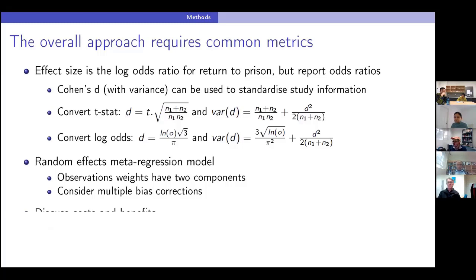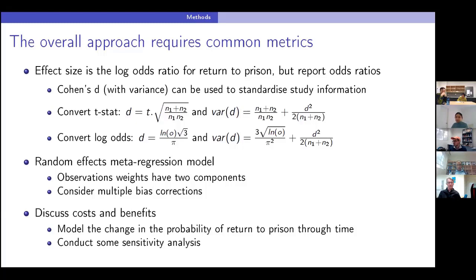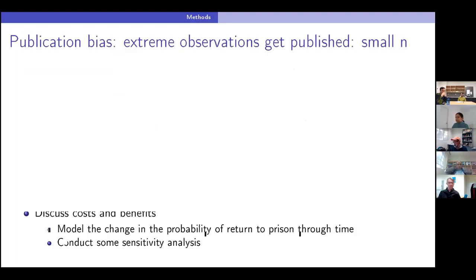For publication bias, I use two different approaches, and I'll show you the results of those. For costs and benefits, the approach I'm going to take here is to model the difference in the probability of return to prison through time. So I have a probability of return to prison at any given time point for someone in the treatment group and someone in the control. I'm going to model the difference in those marginal probabilities, and use that as my guide to get costs and benefits.